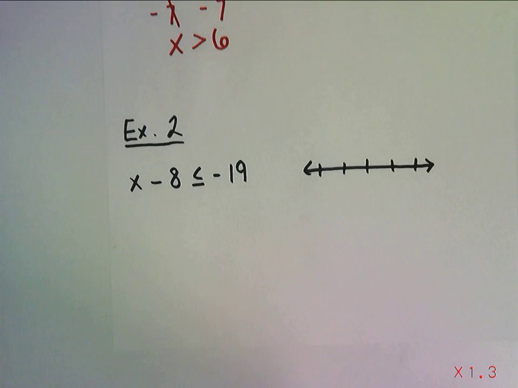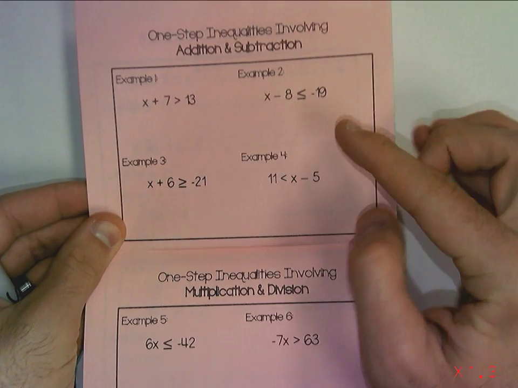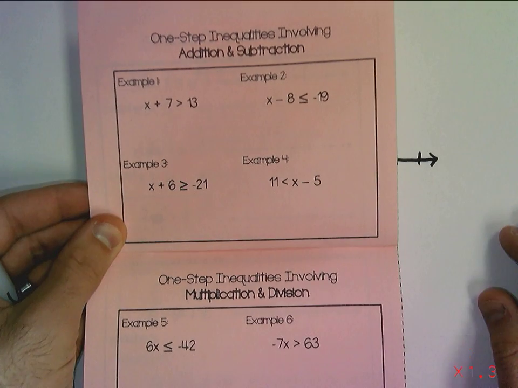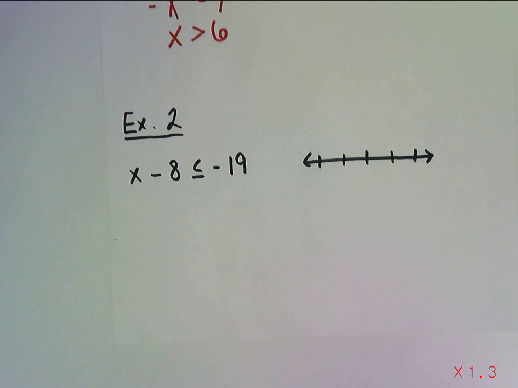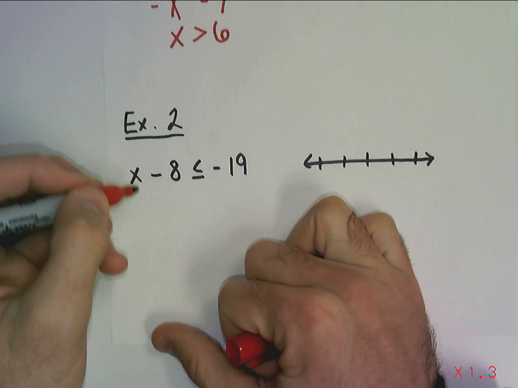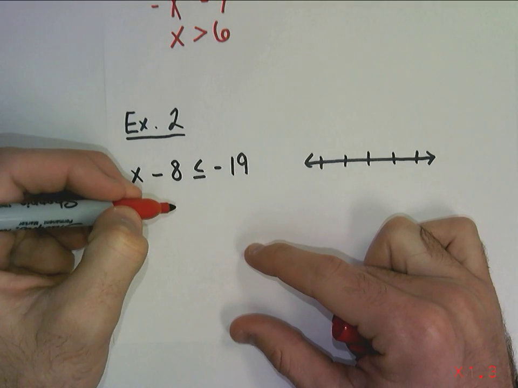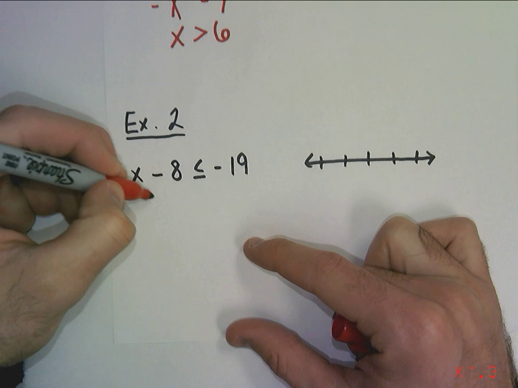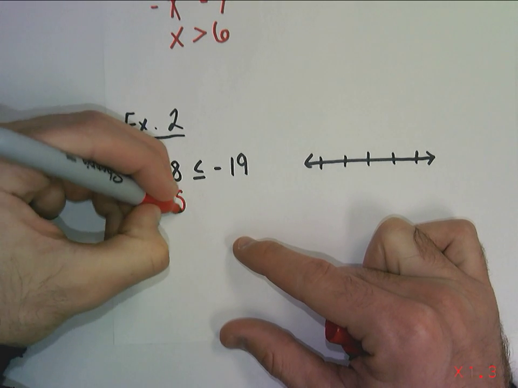Let's look at example 2 from your foldable here. It's the same thing. X minus 8 is less than or equal to negative 19. So same thing, just on a bigger scale. So let's go ahead and solve this one then. Remember our purpose, what we're trying to do is get the variable by itself. So I have an 8 subtracted here. So in order to get x alone, I need to add 8.